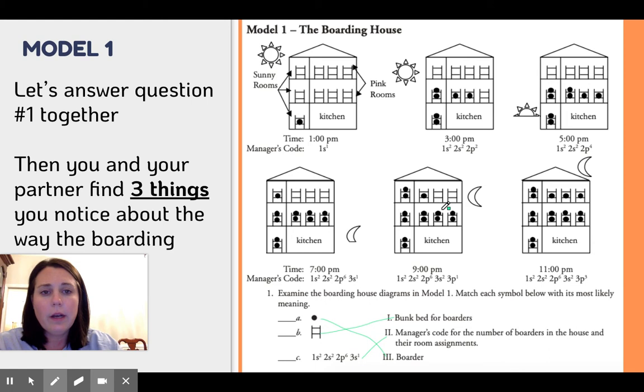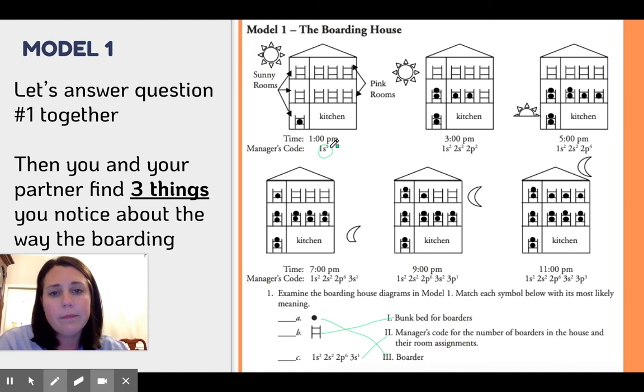Okay, so one of the questions on your POGL, I would probably pause here. Go ahead and answer the rest of the questions for Model 1. Part of what you're doing is trying to figure out what these numbers mean in this manager's code. So go ahead and take a few minutes to finish that up.